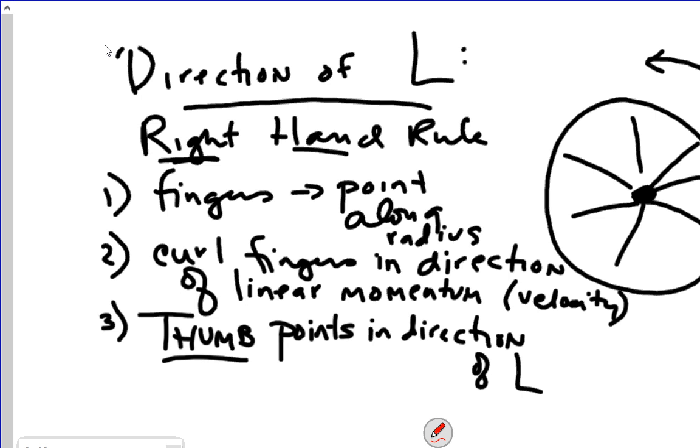Okay, so let's figure it out. You're going to point your fingers along the radius of the wheel, and if it's spinning this way, the velocity is in this direction, so you're going to curl your fingers in this direction. If you're trying it on the screen you're looking at, your thumb should be pointing back at your face. That is the direction of the angular momentum. It is out of the board, perpendicular, pointing toward you.